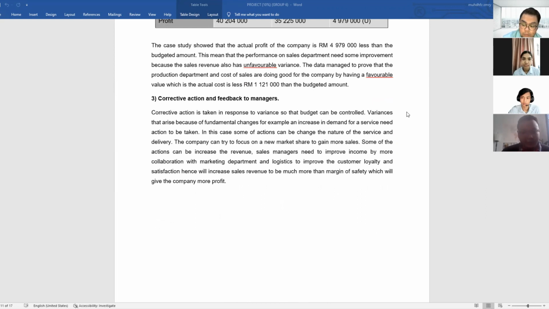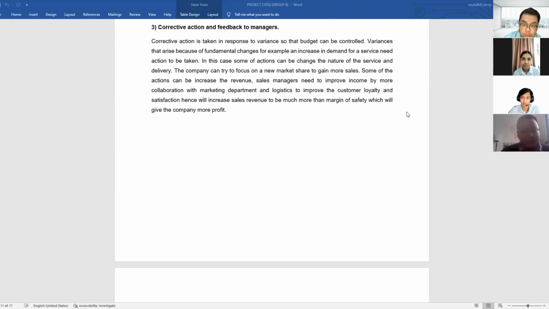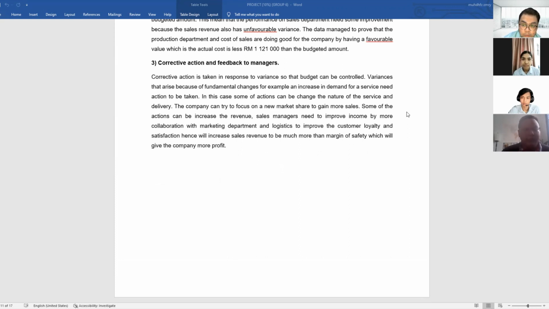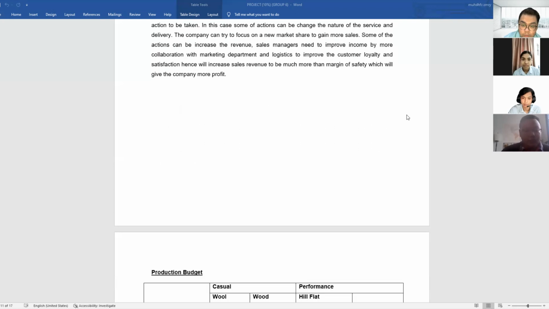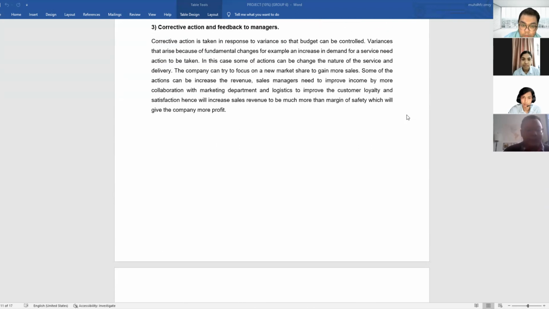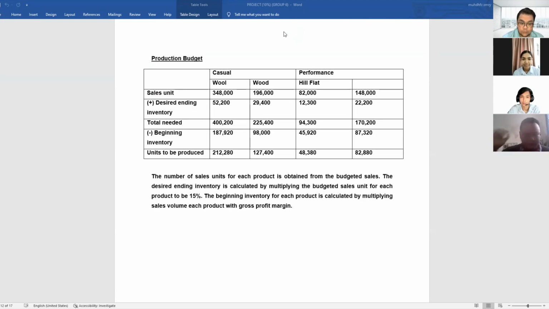For the Track Sheet case, the sales department, marketing, and also logistics can collaborate to improve the income. This will ensure the company has more income and profit, which will surpass the margin of safety. The sales budget also can be revised to expect less, but at the same time, they need to manage to sustain the profit. For the production budget, the number of sales units for each product is obtained from the budgeted sales, and the desired ending inventory is calculated by multiplying the budgeted sales units for each product by 15%. The beginning inventory for each product is calculated by multiplying sales volume of each product with the gross profit margin that has been given, right?